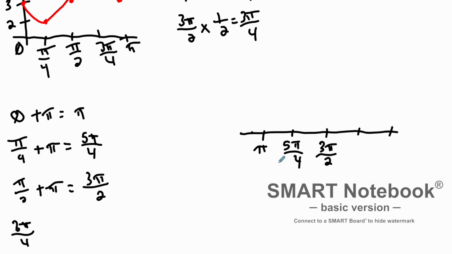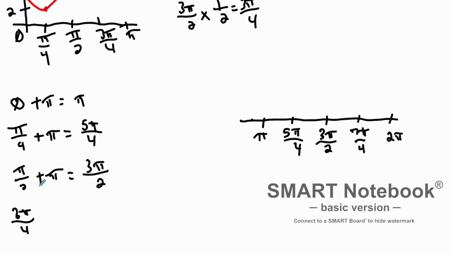And again, there is a pattern here, and I know I haven't been pointing it out the past couple of times, but this is pi, which is the same thing as 4 pi over 4. And then it's 5 pi over 4. And then 6 pi over 4, which reduces to 3 pi over 2. Then next is going to be 7 pi over 4. And then the last one will be 8 pi over 4, which is, well, you guessed it, 2 pi.